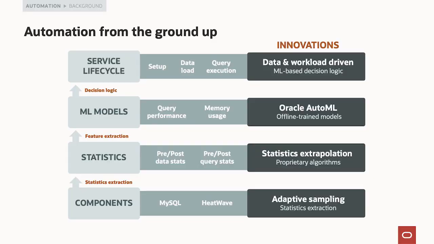Now, I'll talk more about that in a minute, but Oracle AutoML is a technology that lets us master the machine learning process. Machine learning is not an easy thing to do well. For a lot of people, it's more of an art than a science. And we couldn't possibly make that work in something like MySQL HeatWave. Finally, we need to make the service lifecycle of MySQL HeatWave data and workload driven. We need to use that machine learning insight to actually drive provisioning in other parts of MySQL HeatWave.